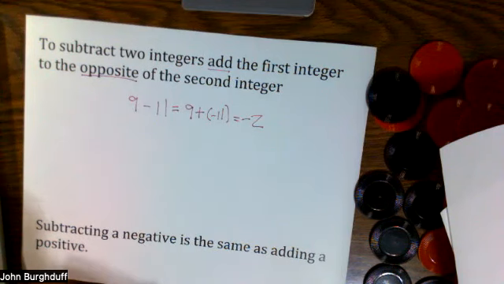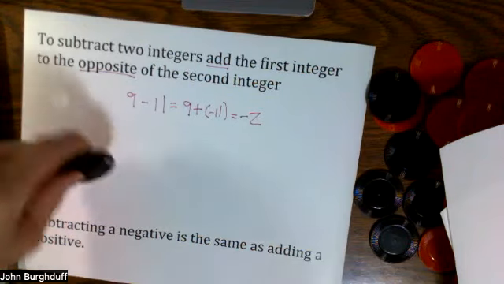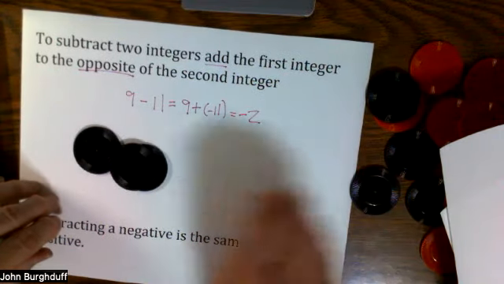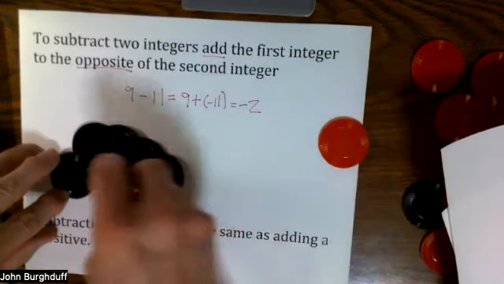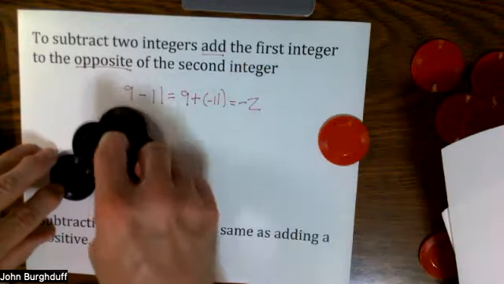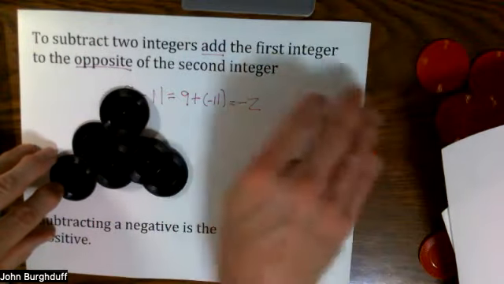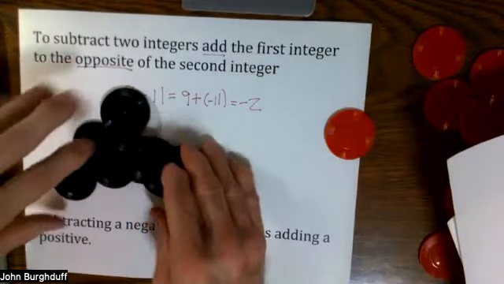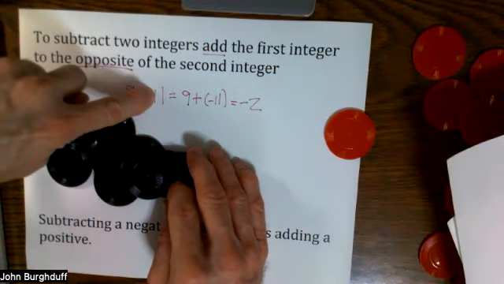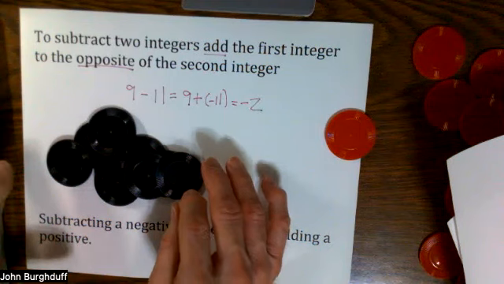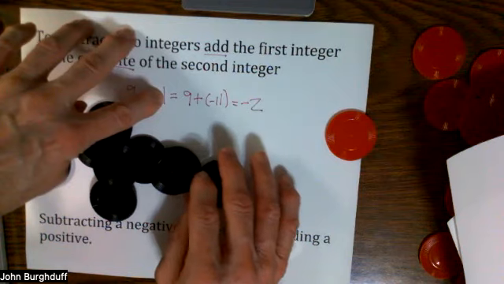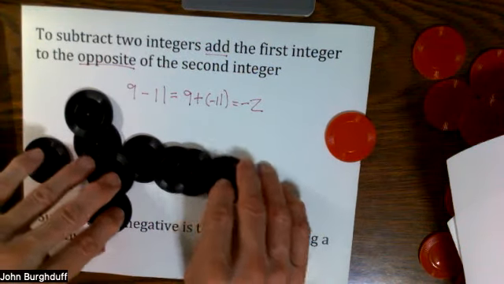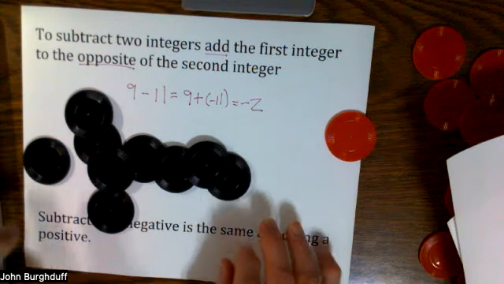And if you're kind of doubtful about that, you know what? Let's try it with the chips and see how they work. This would mean take 9 chips. 1, 2, 3, 4, 5, 6, 7, 8, 9. It's getting a little crowded. Take away 11 chips. 9 chips take away 11 chips. 9 black chips take away 11 black chips. I don't have enough black chips to do that.